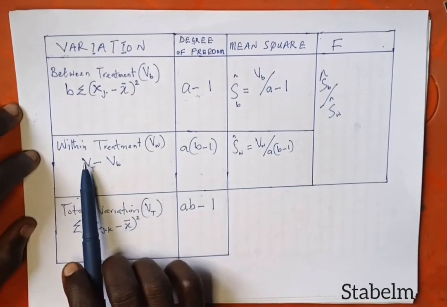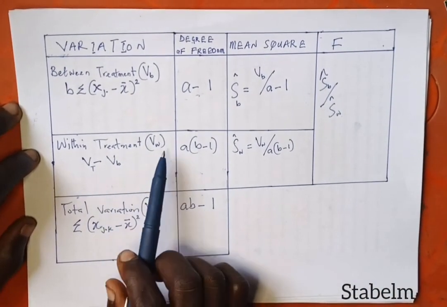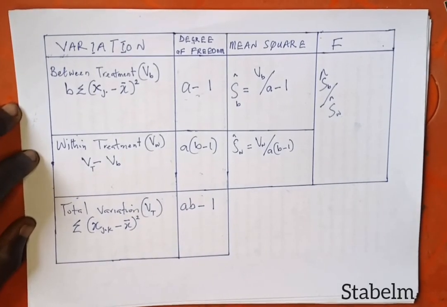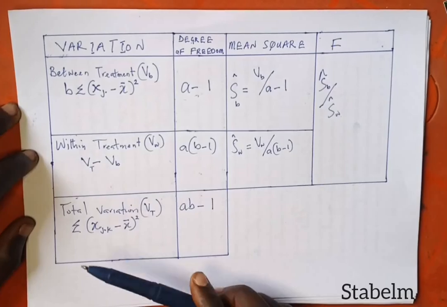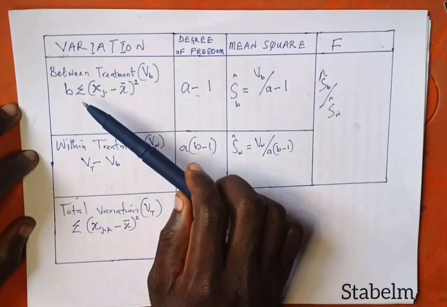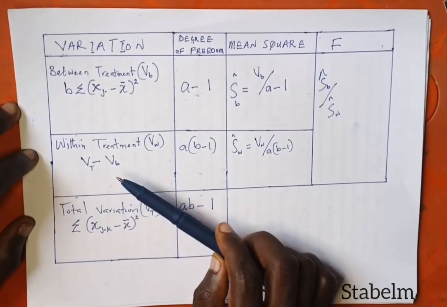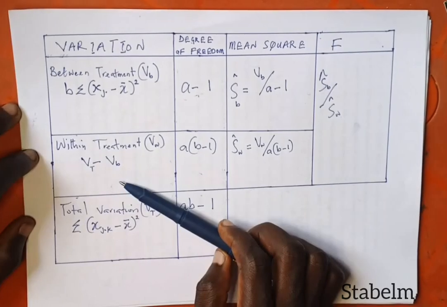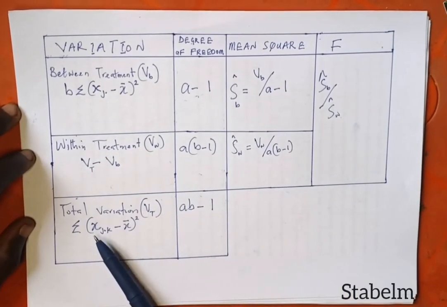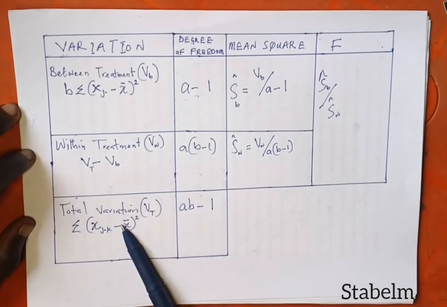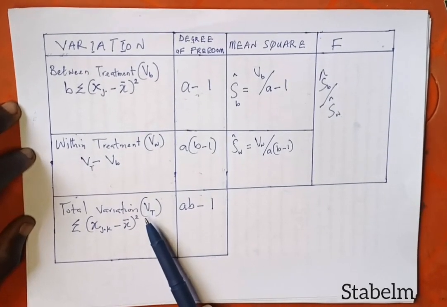Then we have variation within treatment. Variation within treatment, we can use the formula I previously wrote down to get the variation within treatment, or we subtract variation between treatment from the total variation, and that is going to give us the variation within treatment. And we have the total variation with this formula: (x_jk minus x bar) all raised to the power 2. So this is denoted with V subscript T.